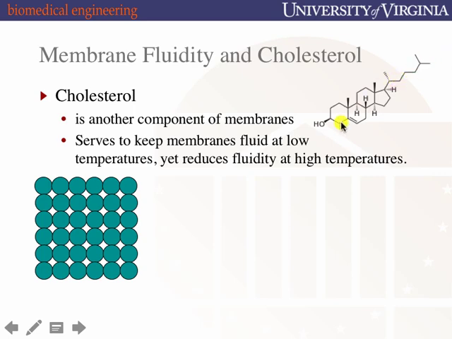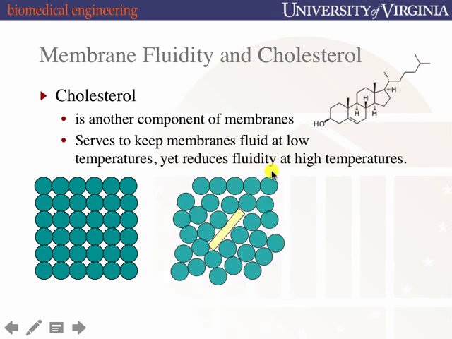You can see this winds up being a pretty stiff molecule itself. And it has some really interesting properties such that it serves to keep membranes fluid at low temperatures, and yet it reduces fluidity at high temperatures. And how it does that is that it is, again, introducing this dislocation, this disruption in the ability of these phospholipids to pack in very tightly where they have a difficult time moving around one another, okay?